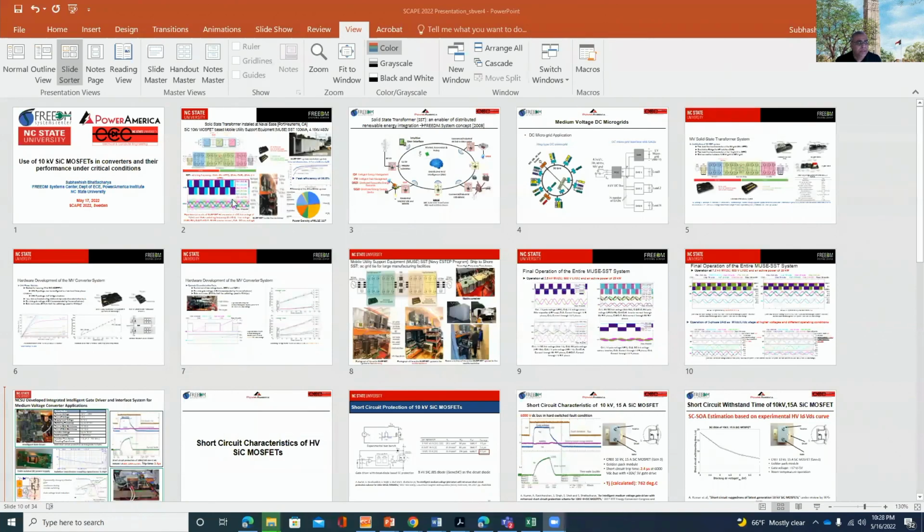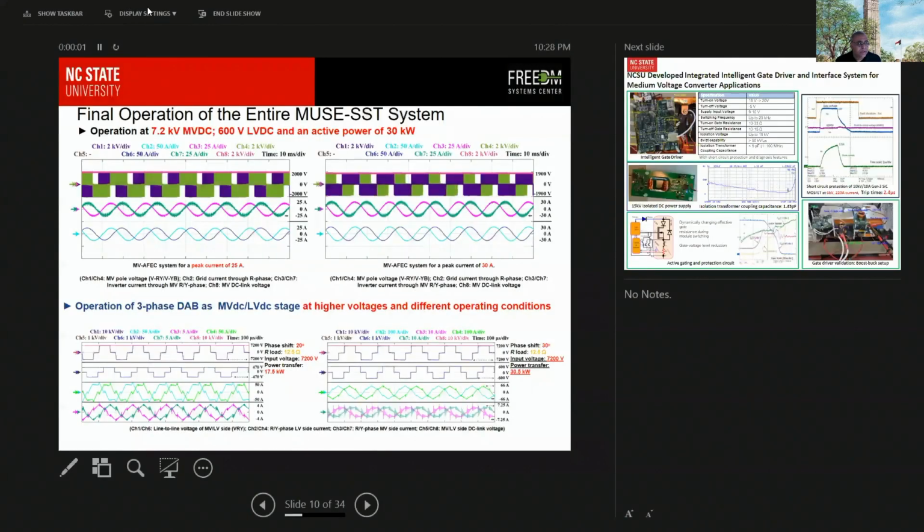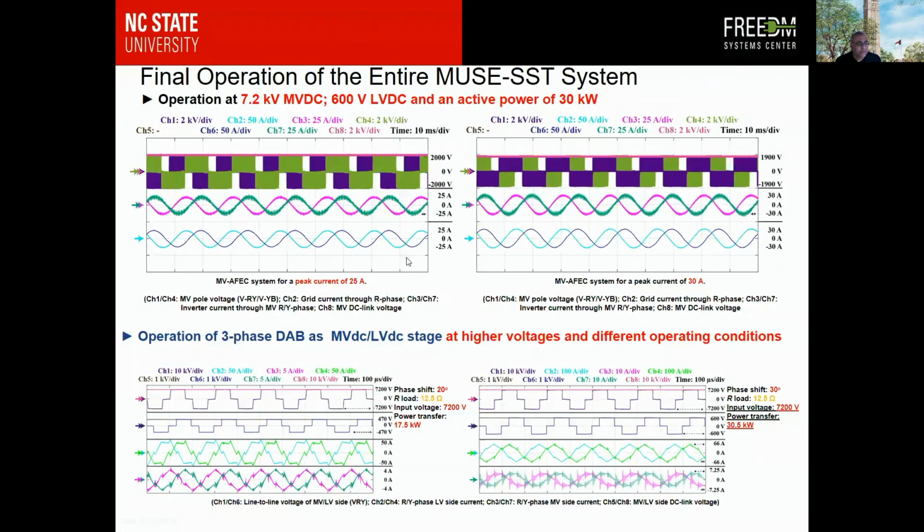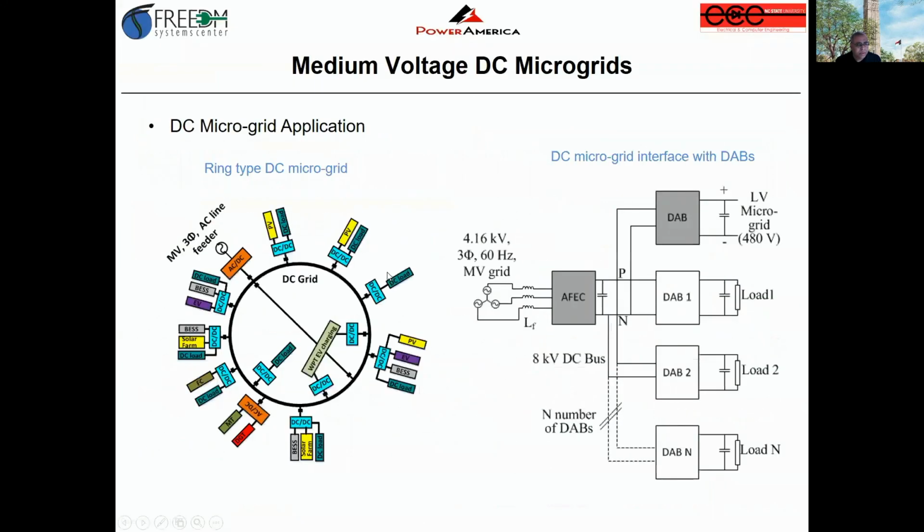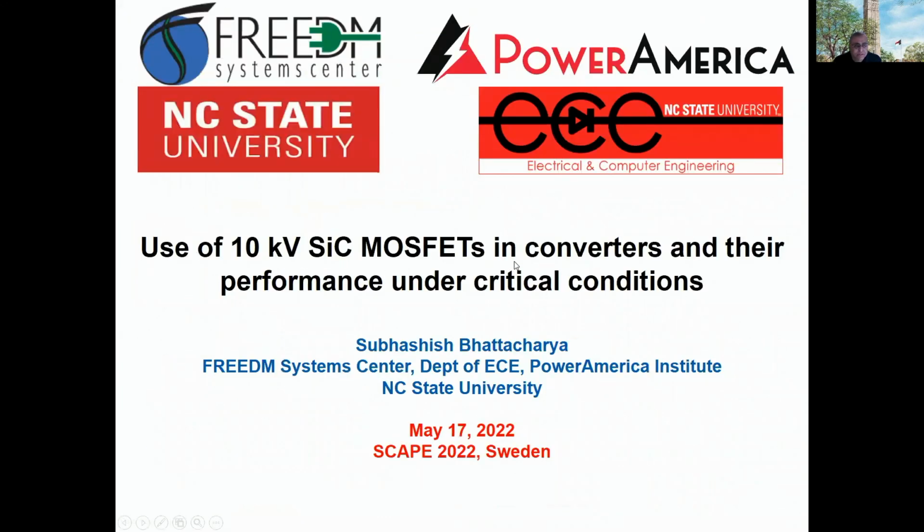Good morning. I'm Subhashish Bhattacharya from NC State University, Freedom Center, and PowerAmerica. Unfortunately, I'm unable to attend in person, so I'm going to present this through my recorded Zoom. I'm going to talk about the use of 10 kV silicon carbide MOSFETs in converters and their performance under critical conditions.